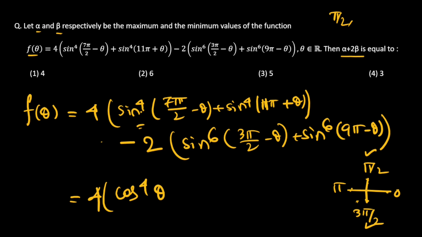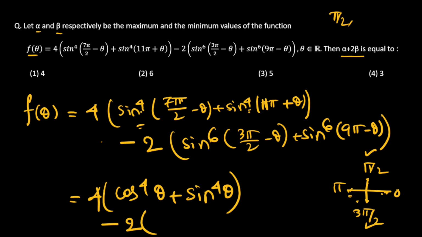So first 1 pi, 2 pi, 3 pi, 4 pi, 5 pi, 6 pi, 7 pi, 8 pi, 9 pi, 10 pi, 11 pi. That means this quadrant. So pi is not changed, but the sign will change. So it is power 4, so sign doesn't matter. So it is sine 4 theta minus 2 sine power 6 (3 pi by 2 minus theta).